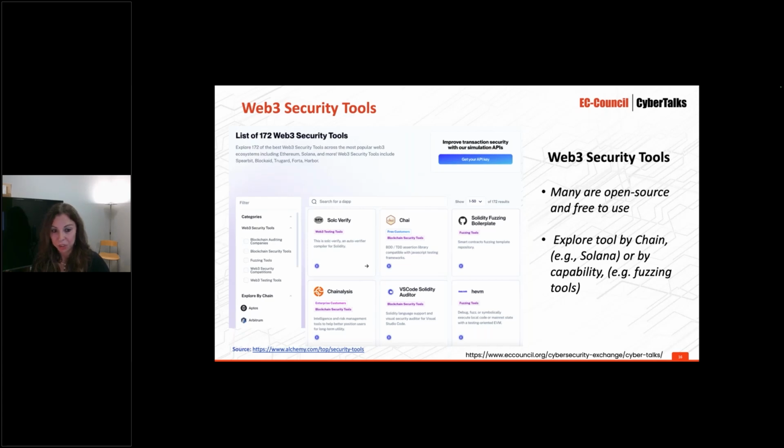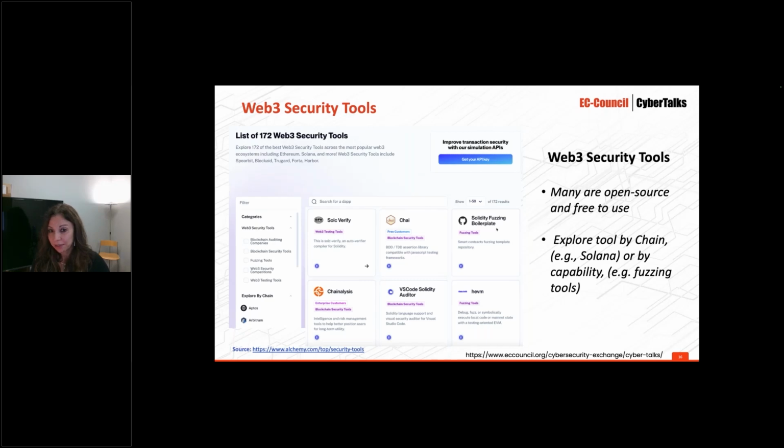So the first thing I'm showing here is a website by Alchemy, and they're showing some top security tools for Web3. The reason I like this site is because I've used some of these tools. Many of them are open source. Probably a good place to get started with your learning is to take a look at some of these tools. You can download them for free, learn how they work.